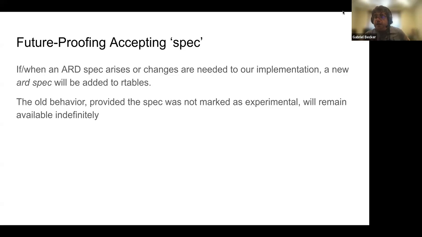But once that is crystallized, that will change into just V0 with no experimental, and that will be available forever. Right. So if there's a new spec that comes along, that will be V1, and it will start as V1 experimental. And then when we settle on that, then it will be V1. So you'll always be able to get back to previous versions of what rtables thought an ARD was. That's the guarantee that we're providing, including any bugs that were in that. So even bug fixes are going to bump the version numbers. So you will get exactly the same output for V0 forever.